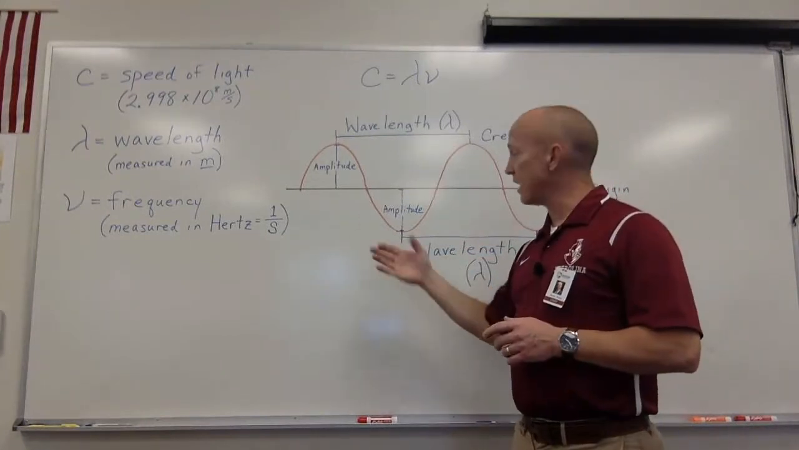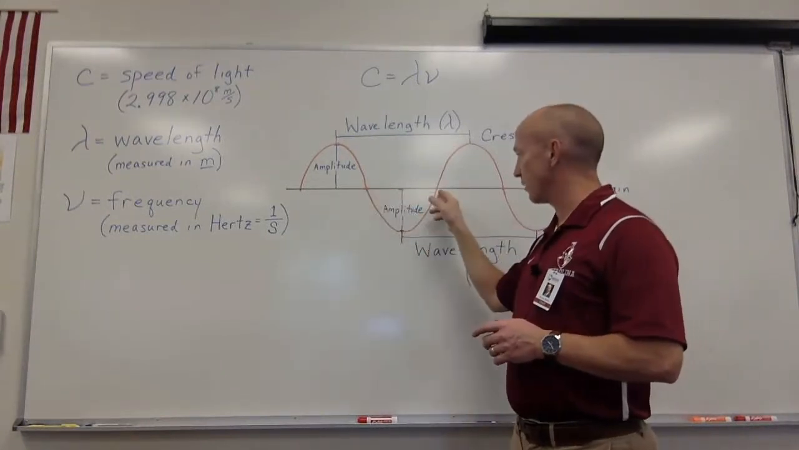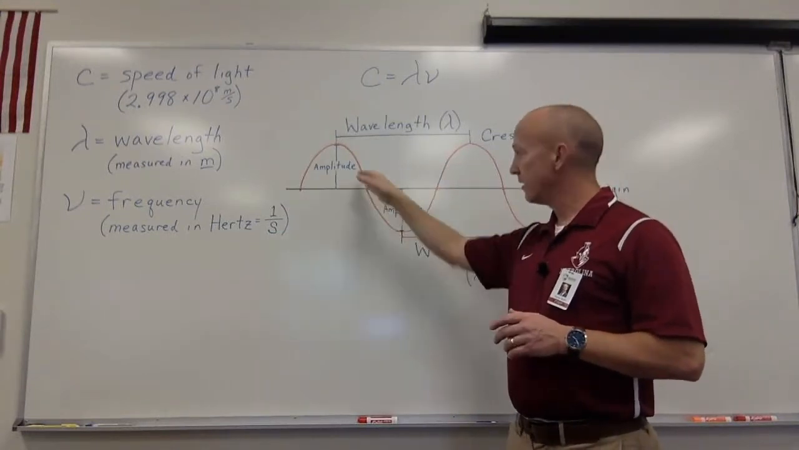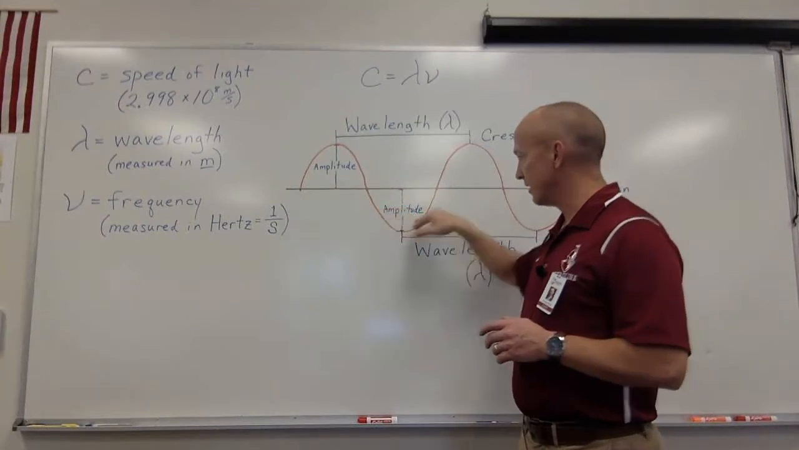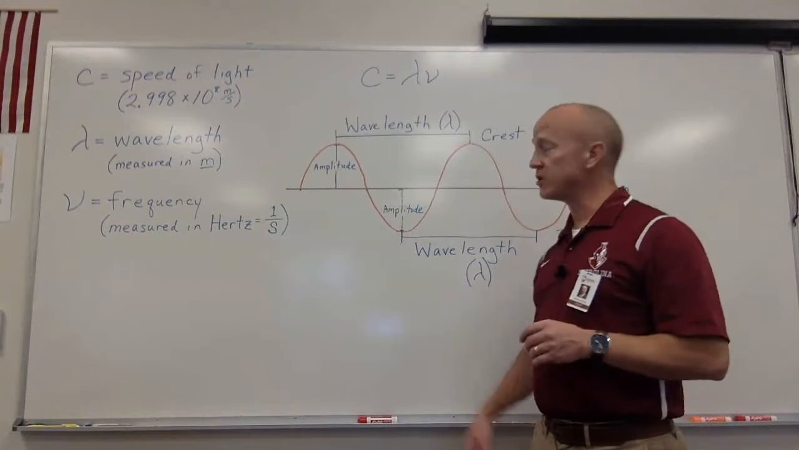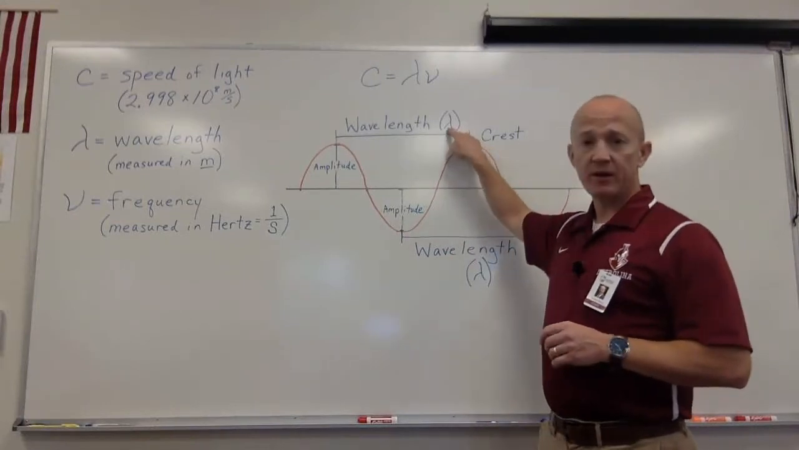For instance, we could not say that the wavelength is from here to here. They look equivalent, don't they? They're both passing the origin, but this one is passing in the negative direction while this one's passing in the positive direction. To designate the wavelength in an equation, we use the Greek letter lambda.